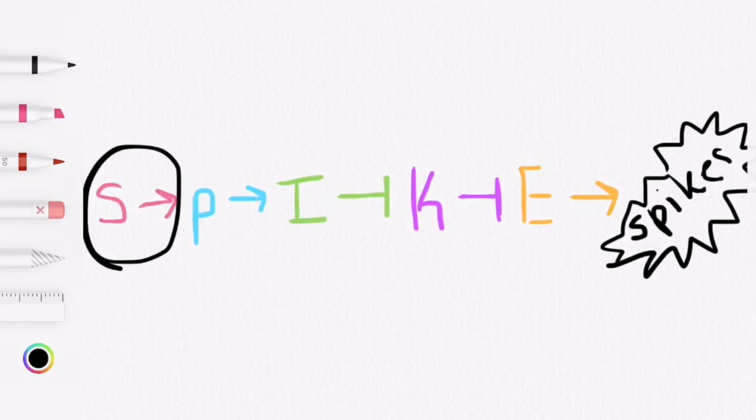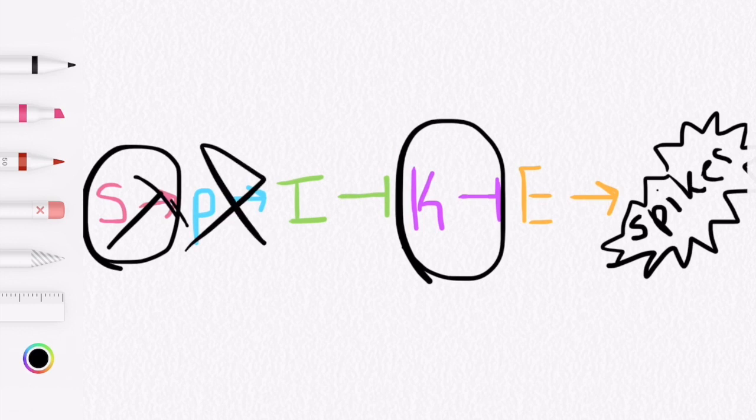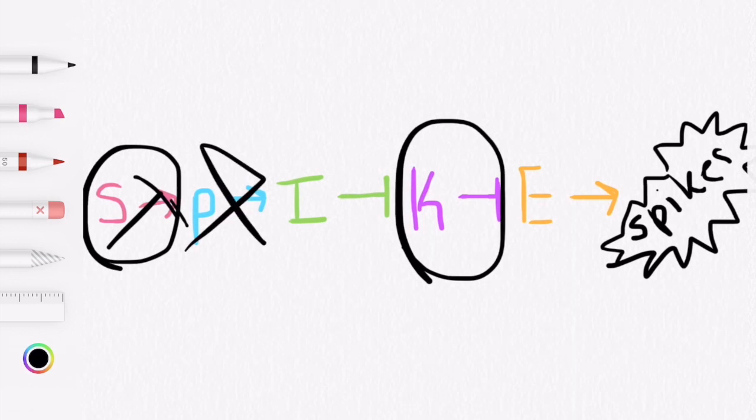If the S and the K are mutated, then the S will not be able to activate the P, which means the P is not formed, so it can't activate the I, and if the I isn't made, it's not going to be able to block the K, but the K is also mutated, so it's not going to be able to block the E, so spikes will be formed.